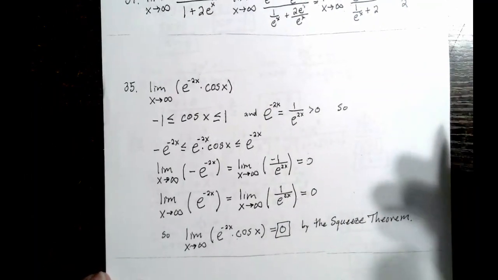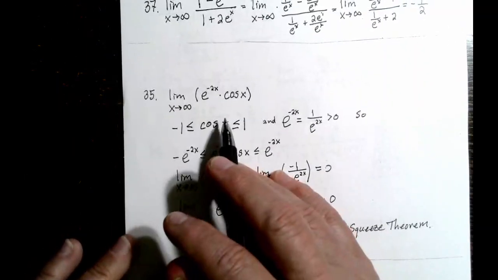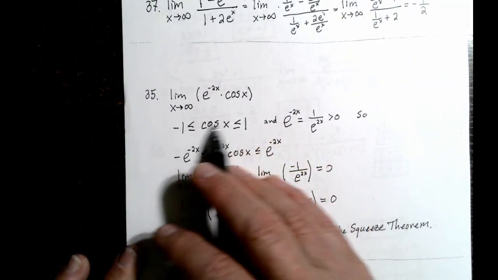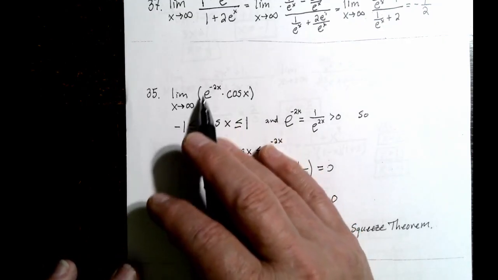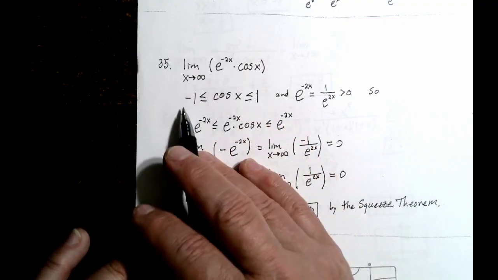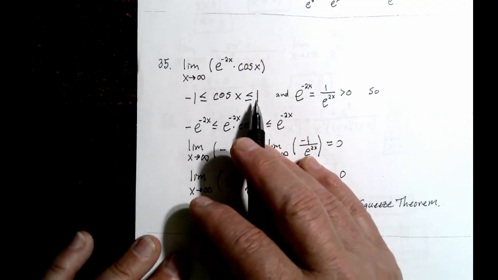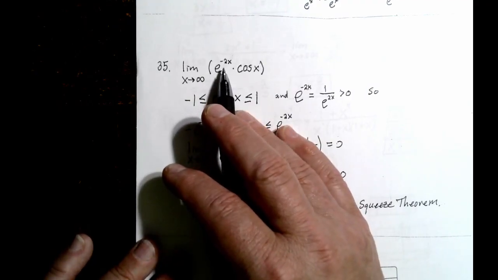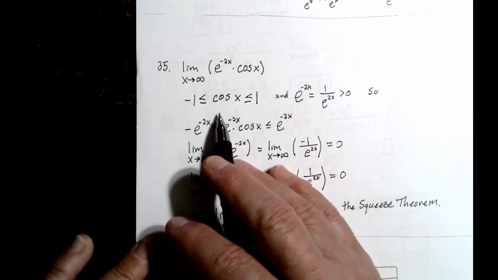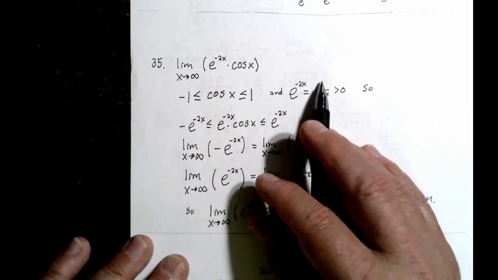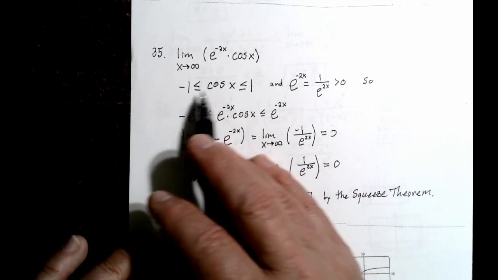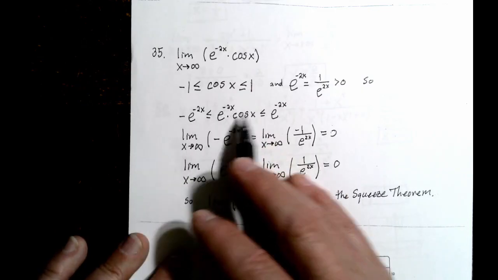Now here you have to use the squeeze theorem. So the best way is to start with something that you know how far it ranges, and we know cosine goes from minus 1 to 1. Now we need to know what this guy times cosine is, so let's multiply each one by e to the negative 2x. And we also know that e to the negative 2x is always positive. Okay, so you can multiply these three and still hold the inequality true. Remember, e to the negative 2x is 1 over e to the positive 2x, and that's greater than 0. Alright, so you multiply each one by e to the negative 2x, and you get this.